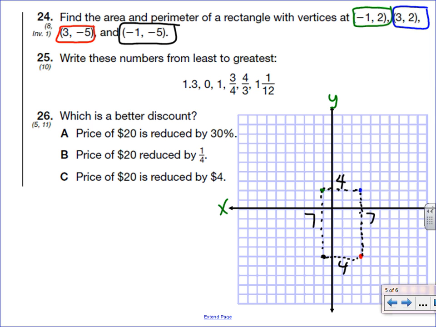To find the perimeter, I would add up those sides. P equals 4 plus 7 plus 4 plus 7. 4 and 7 is 11. 11 and 11 is 22. When we do it on graph paper, we don't really know what the units are, so typically we just write units. And then to find the area, we take 4 times 7. 4 times 7 is 28. And again, units. Since it's area, it's units squared.